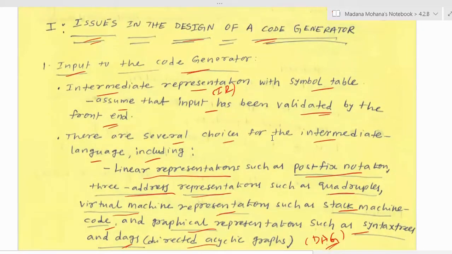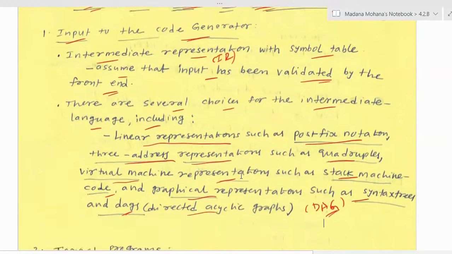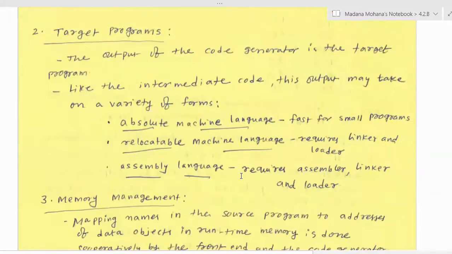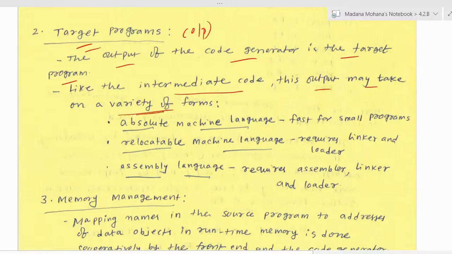So these are all the inputs to the code generator and the various representations. Then the second design issue, target program. The target program is nothing but the output. So now the output of the code generator is the target program. Like intermediate code, this output may take on a variety of forms. What are the various forms of target program or output code in the code generator?